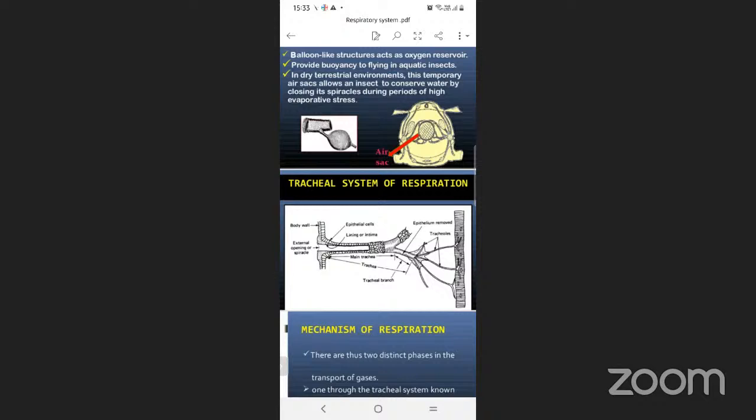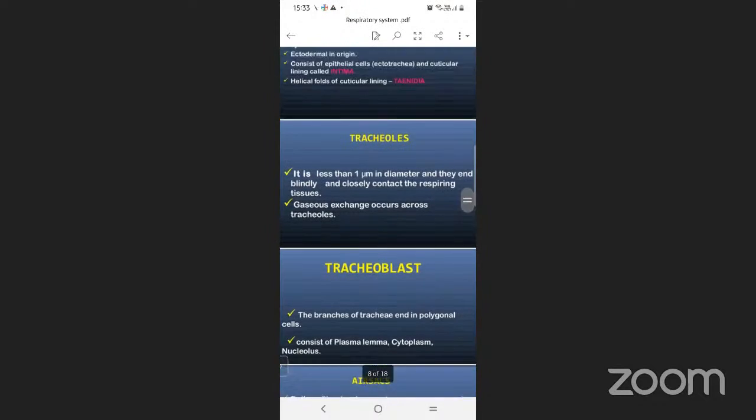So you can see it shown in your diagram on page number 93 how the spiracles are arranged: abdominal spiracles and thoracic spiracles. Is it clear? Yes, ma'am. So that is the one.